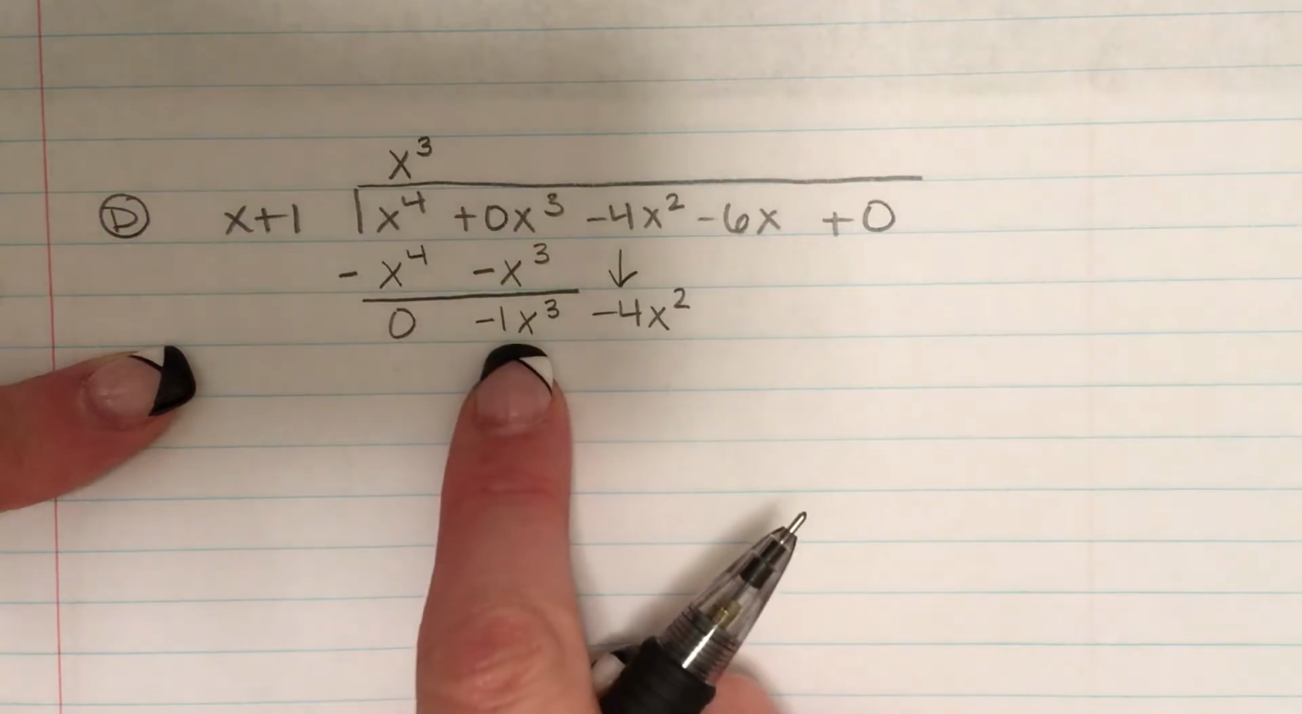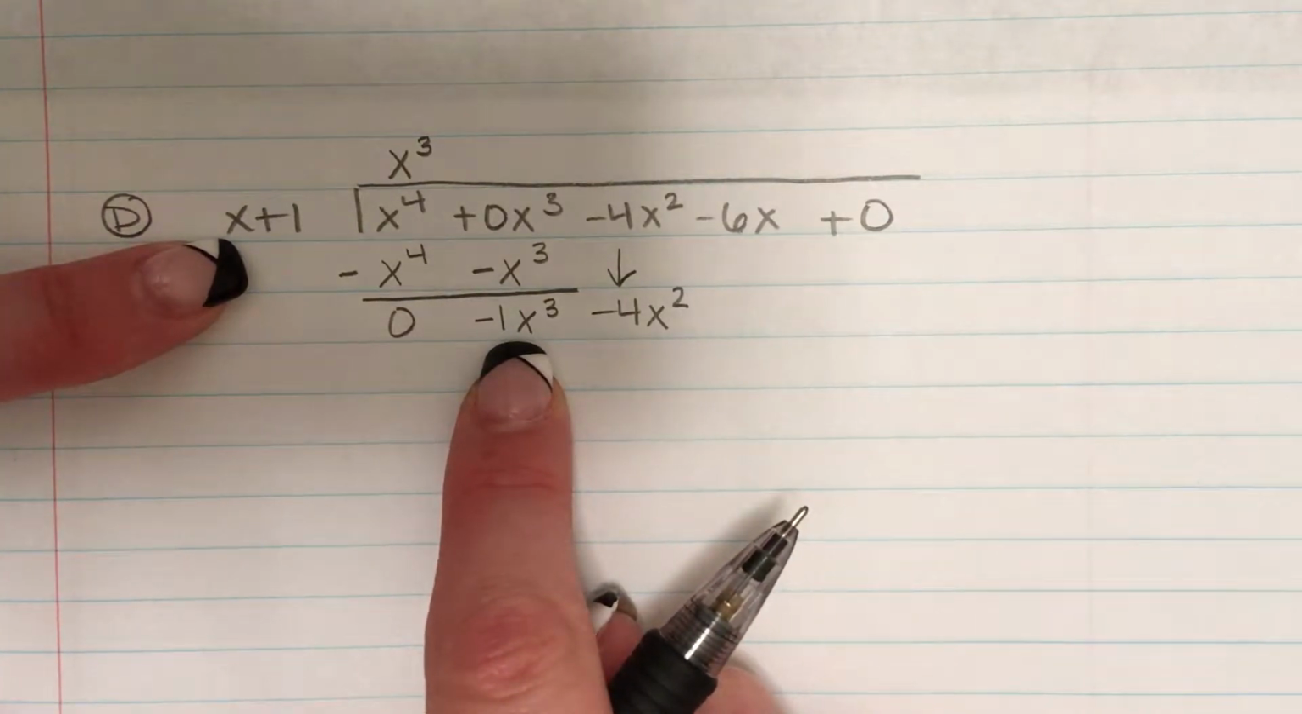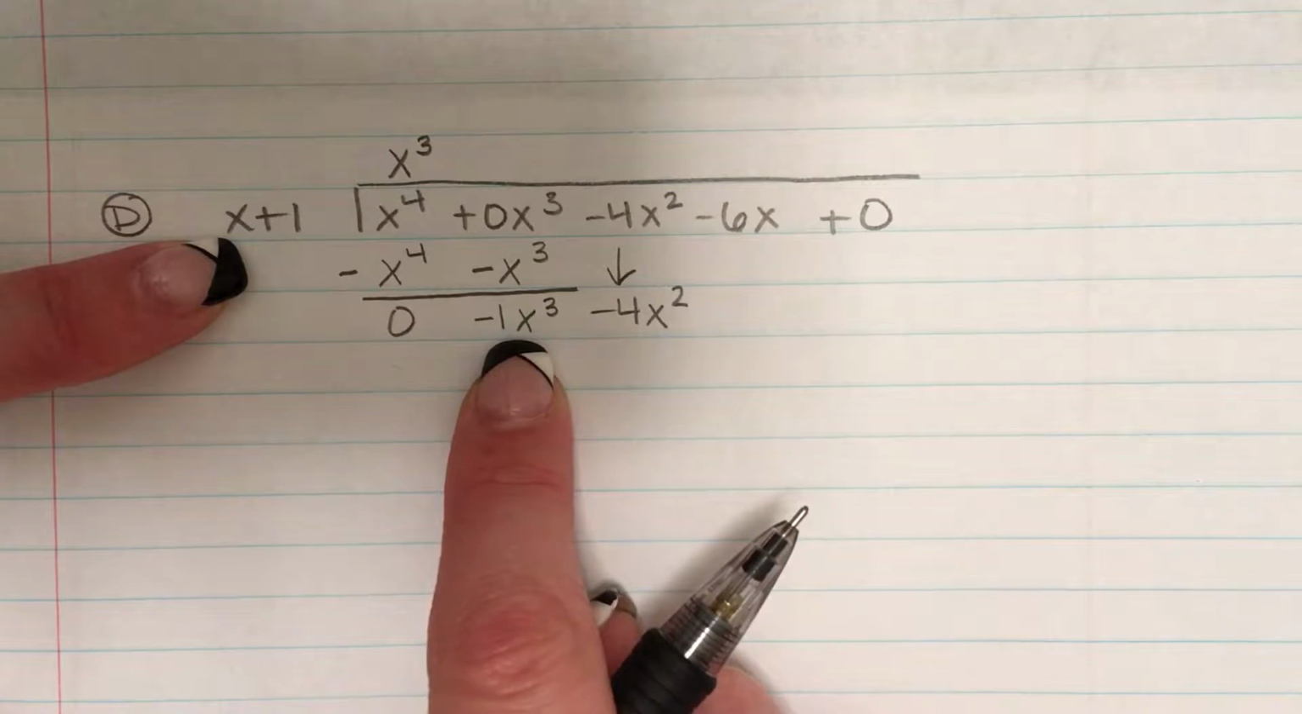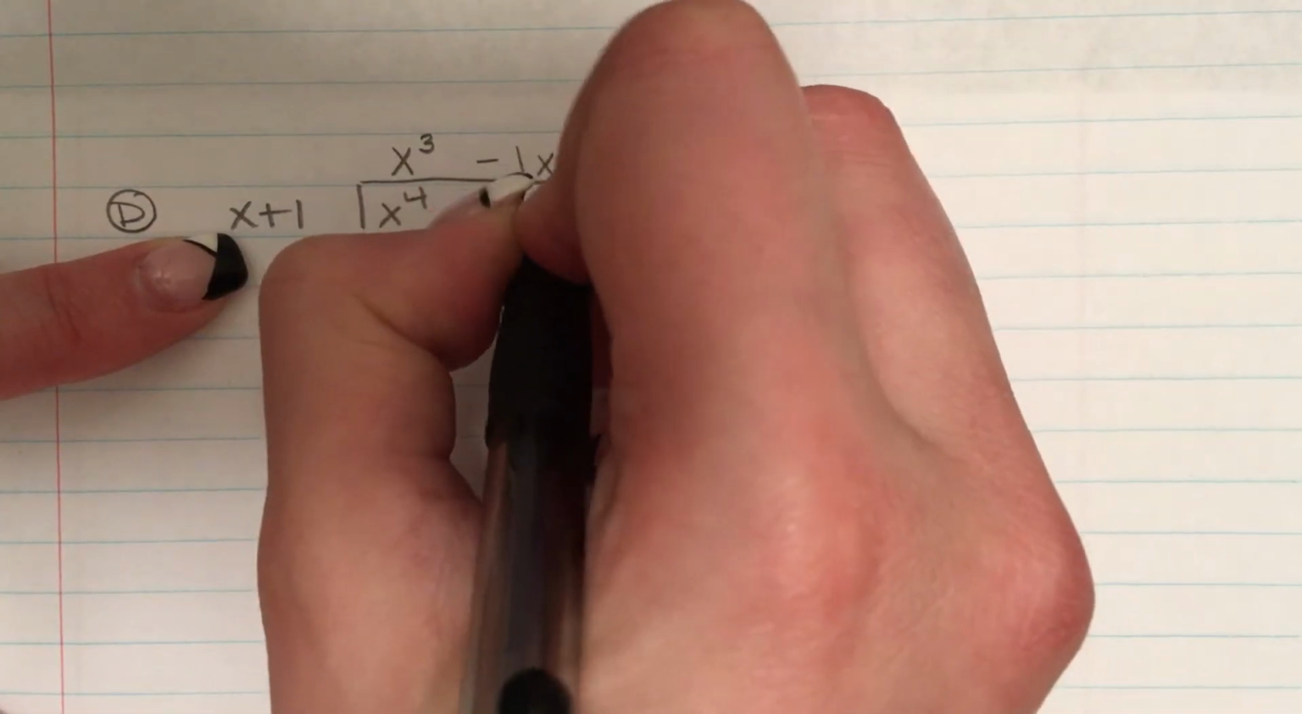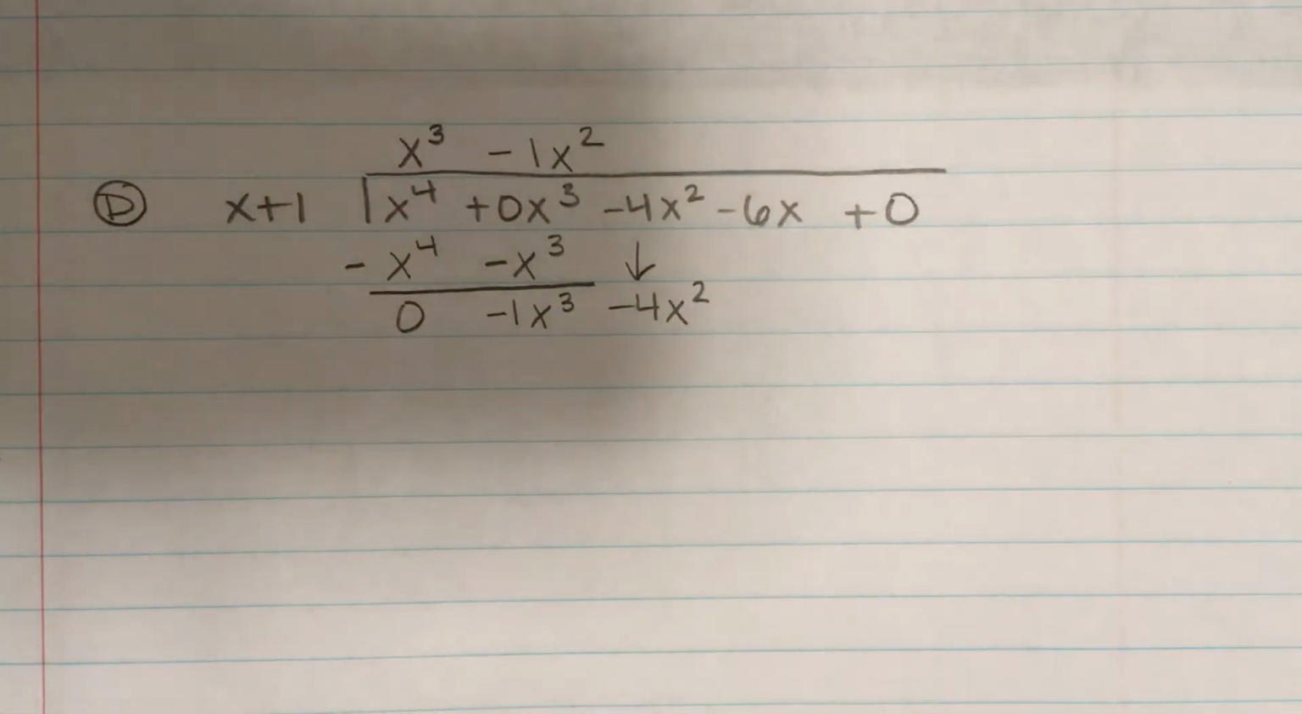And so now the question you're asking yourself is, x multiplied by what is negative 1x to the third? So go ahead and see if you can figure out what that is. And you should have written negative 1x squared.